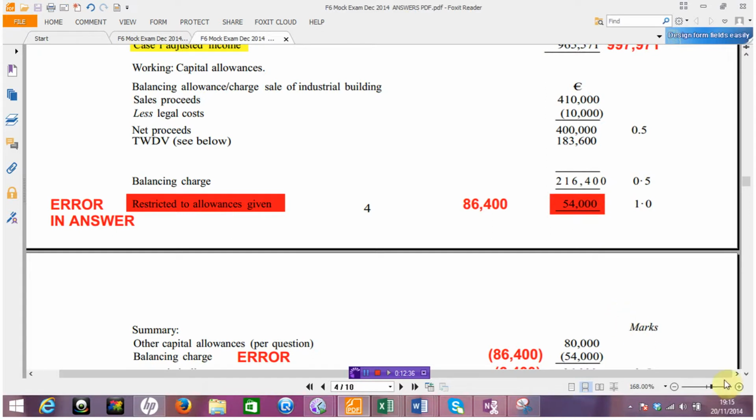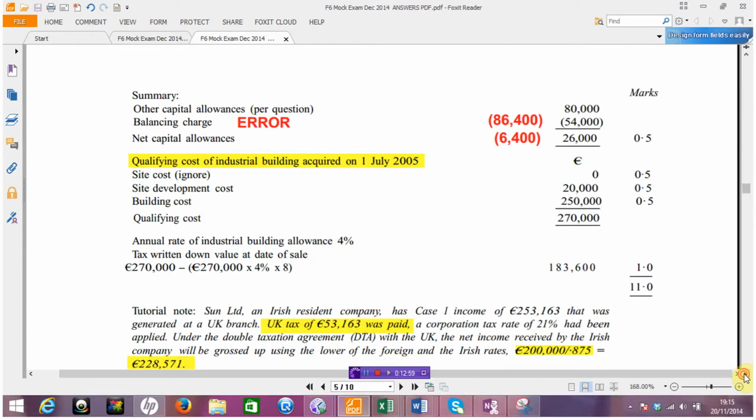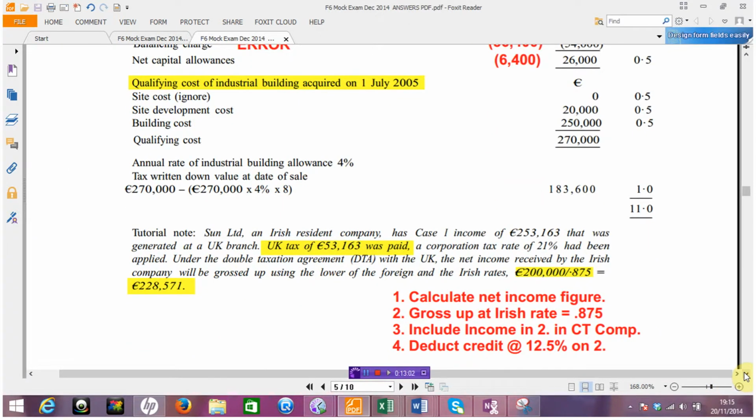Okay, so really what we see here then is an adjustment for that 54 to 86.4, which gives us a net of 6.4 rather than 26 as an allowance. So this is in effect to be added to our income, as it were, or added to our profits. Okay, so that's essentially the capital allowances figure. Just take you through the figure above.